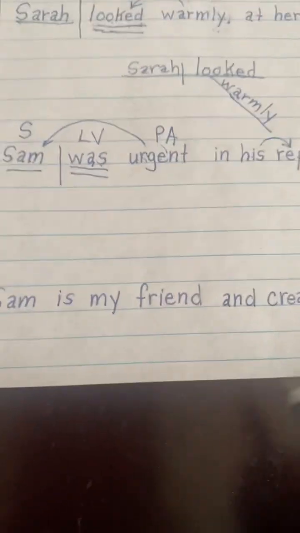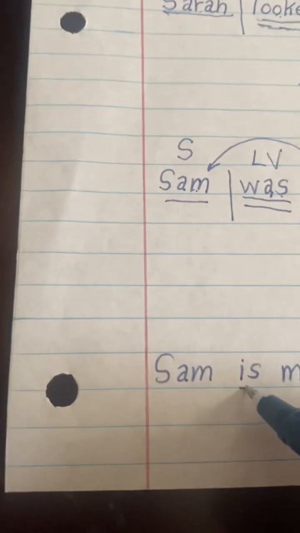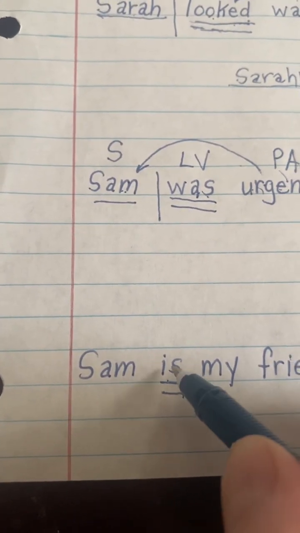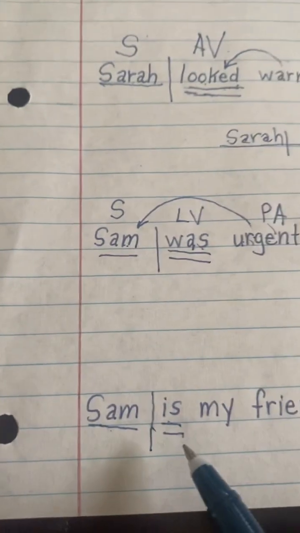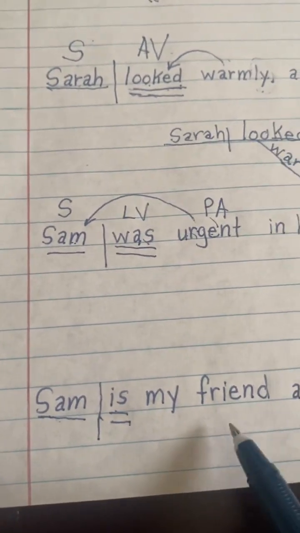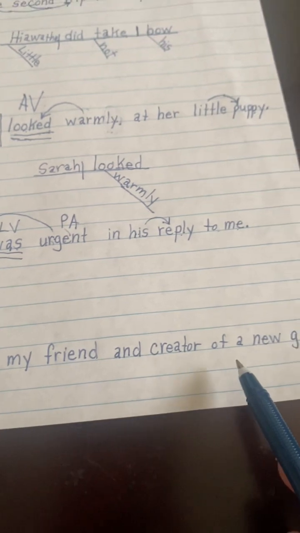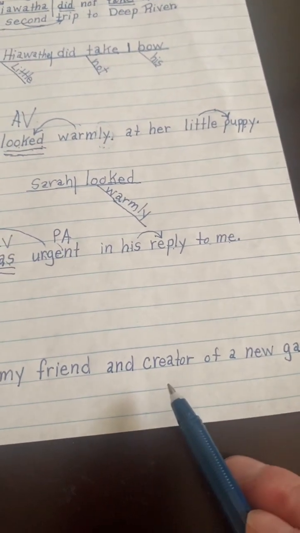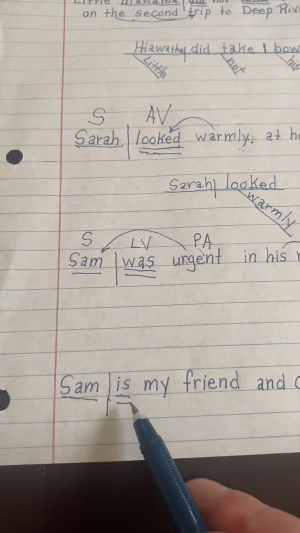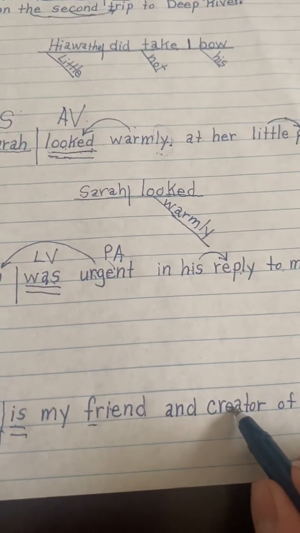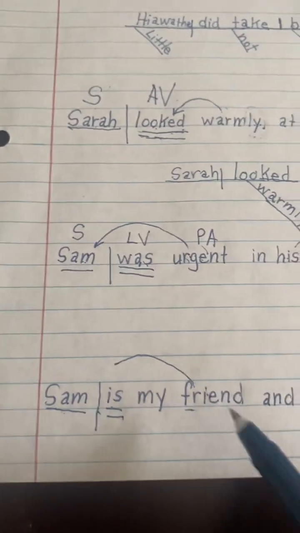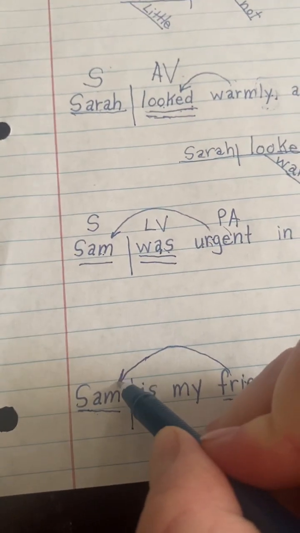In this sentence down here, similar. Here's a verb that's on our list. Here's our subject, who is, Sam is, right? Sam is. My friend Sam is what? Sam is my friend and creator of a new game. See that? Sam is friend. Sam is creator. Sam is both of those things. So we draw an arrow back to the subject there.